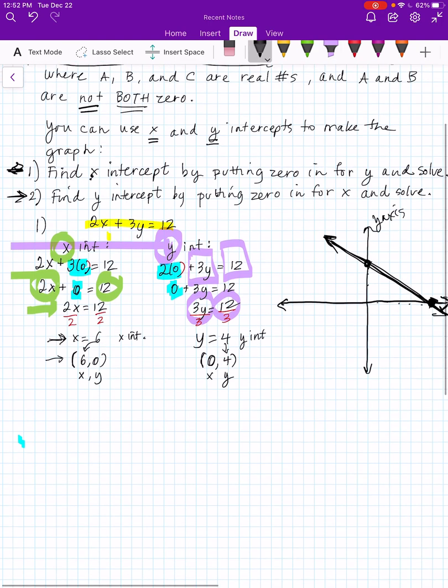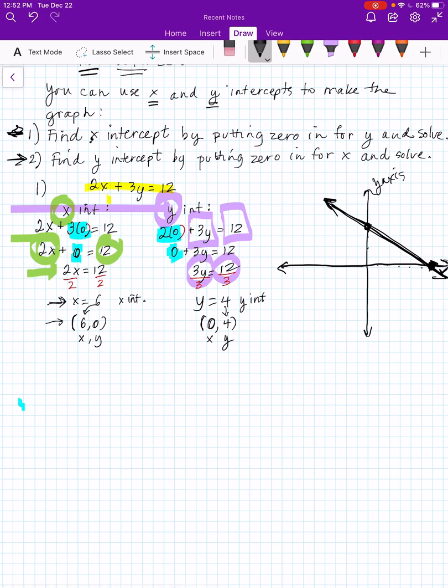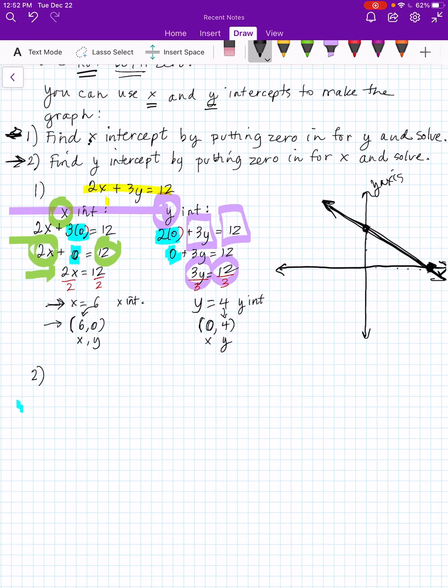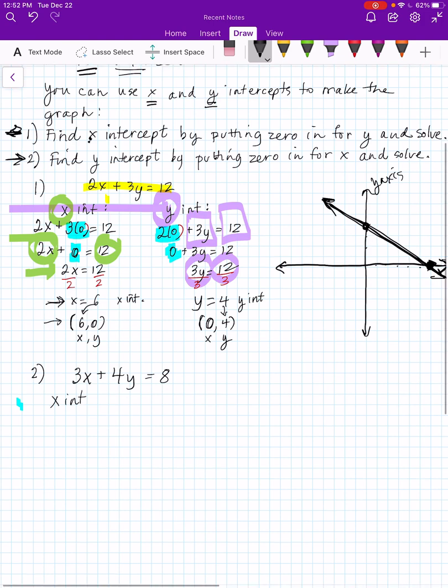I'll show you what I'm talking about here. Maybe that makes sense, but you can, of course, plug it in, but I wanted to show you the shortcut, because once you understand what's going on, that shortcut really saves you some time. So you've got 3x plus 4y equals 8. I'm going to find my x-intercept and my y-intercept.